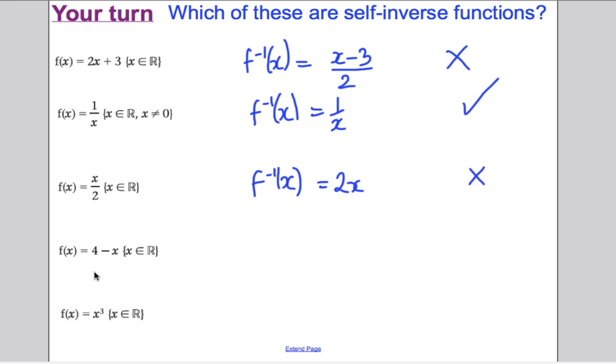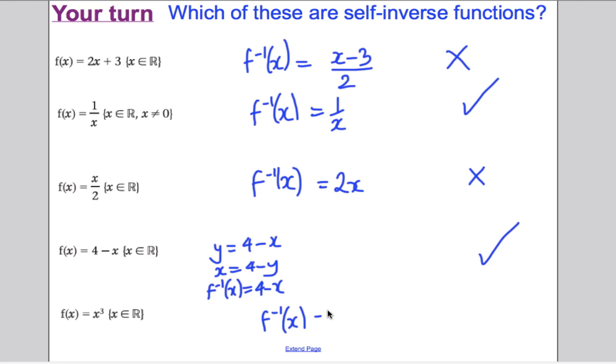Here, this is maybe slightly more complicated to think about, although we did it earlier. Let y equals 4 minus x and make x the subject of the formula, so x would be 4 minus y, so f to the minus 1 of x is 4 minus x. It is indeed a self-inverse, and what's the opposite or the inverse of taking a cube? Well, it's taking the cube root, and that certainly is not a self-inverse. Okay, so this one here and this one here were the self-inverses there.